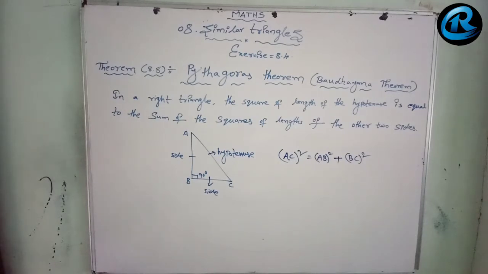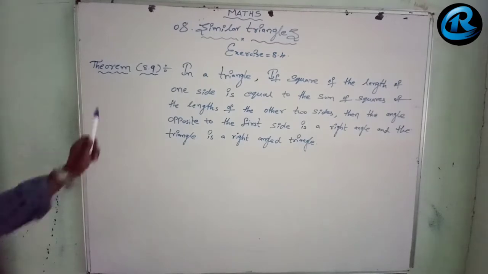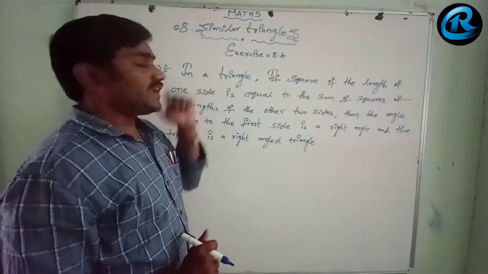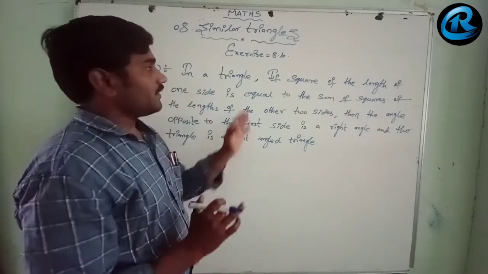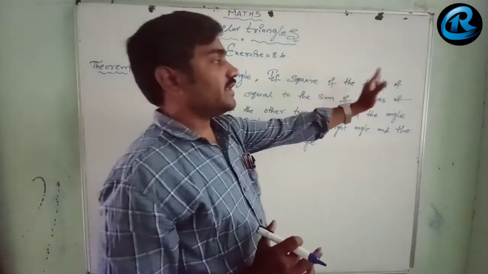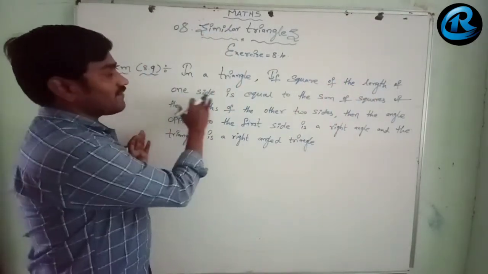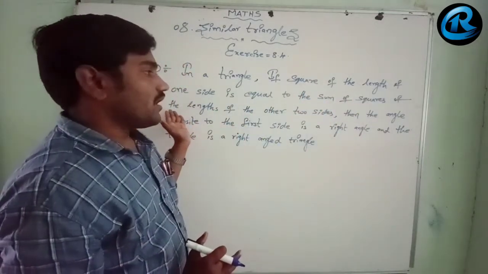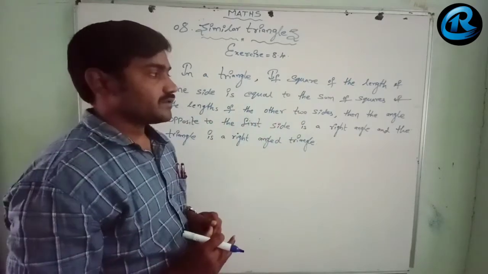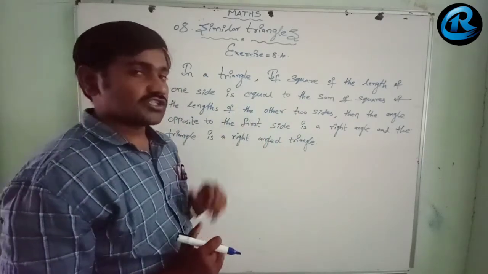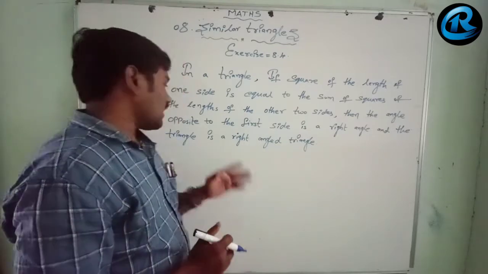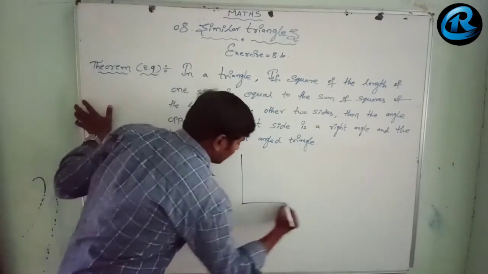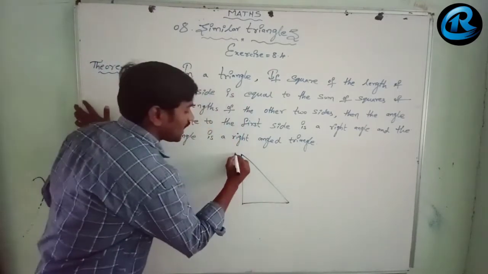Now we go for the converse of Pythagoras theorem. Here is theorem number 8.9, and this is the last theorem in this chapter. In a triangle, if the square of the length of one side is equal to the sum of the squares of the lengths of the other two sides, then the angle opposite to the first side is a right angle, and the triangle is a right angle triangle. Simple. Suppose it is a triangle. I know which type of triangle I have drawn here.